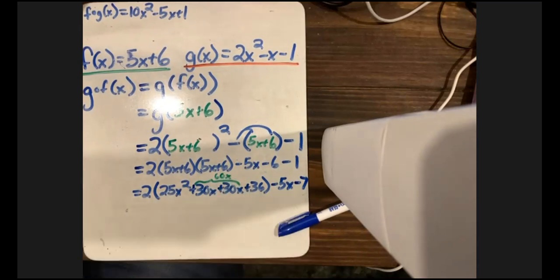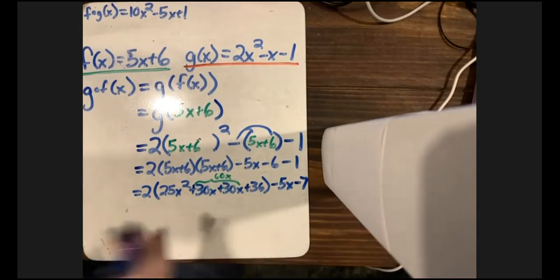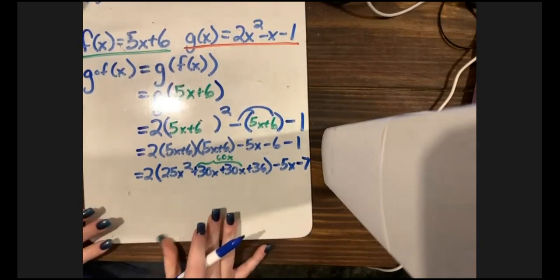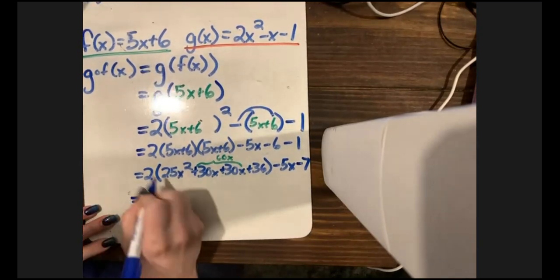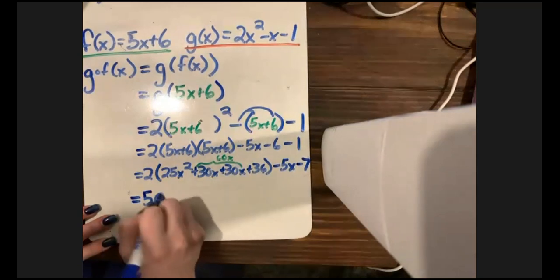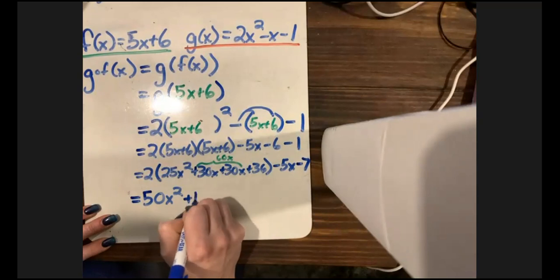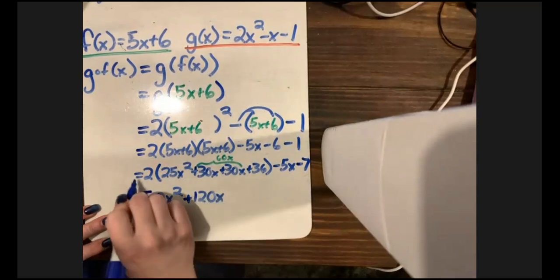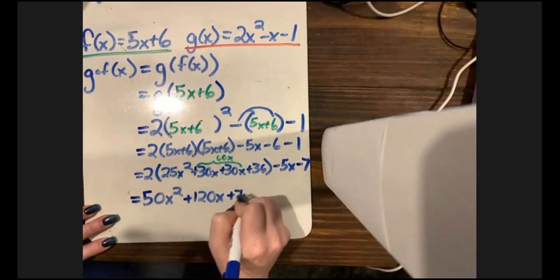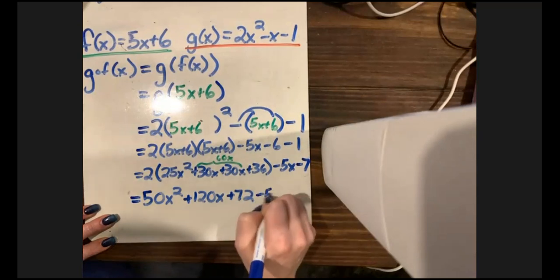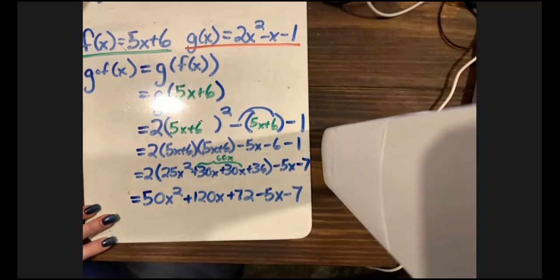Just so I don't have to write an extra line, that's 60x. I know that may be a little tiny to read, but it's 60x. So now I've got 2 times 25 is 50x squared. 2 times 60x is 120x. 2 times 36 is 72. Minus 5x minus 7.